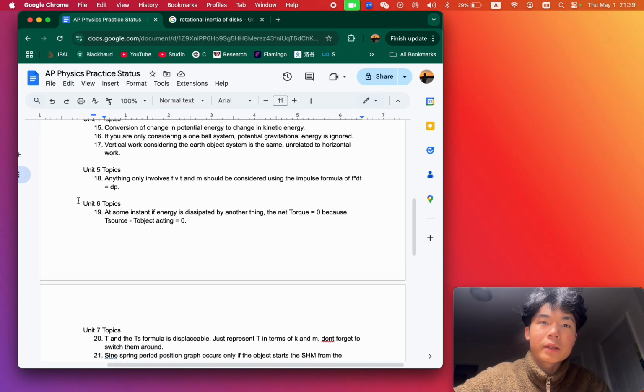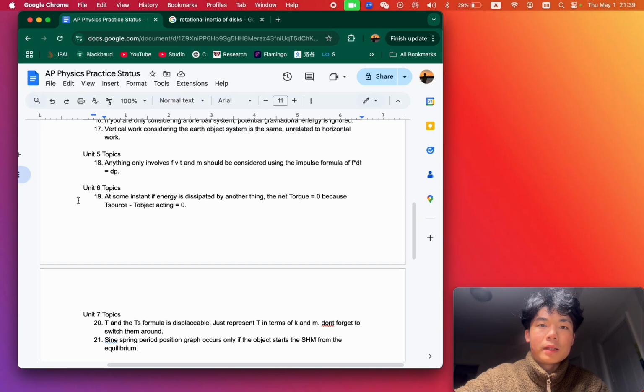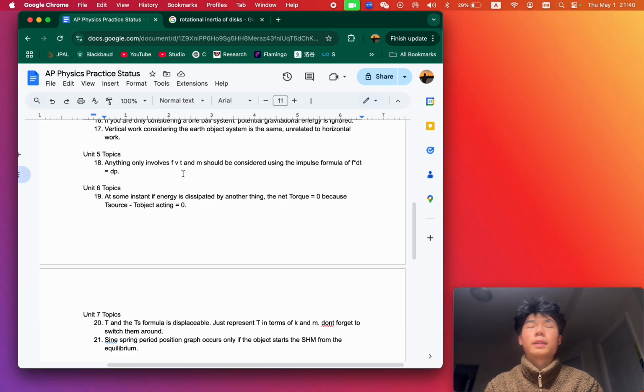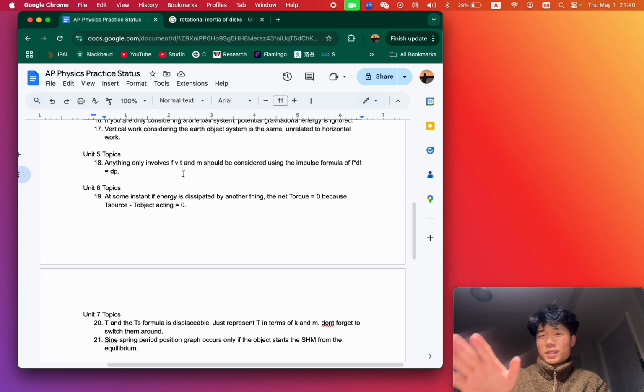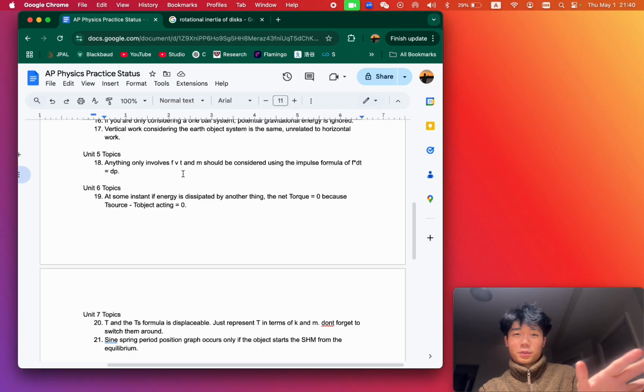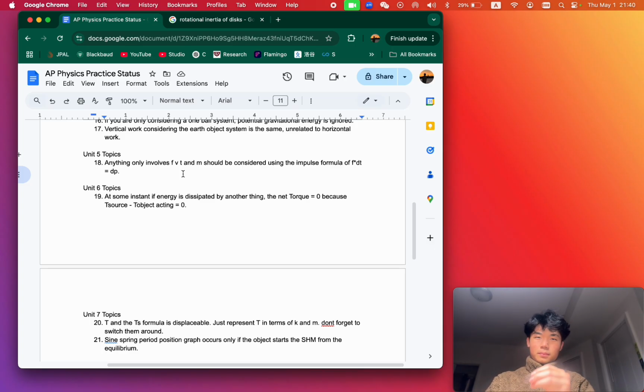Okay, number 5. Anything that involves F, v, t, and m should be considered using the impulse formula. Impulse is the difference in momentum, delta P, and the impulse formula is F times delta t. So whenever you see questions where you're given a force, a velocity, a time, or you want to calculate how much time is spent applying this force, you just use this formula. You've got to be reminded of this.